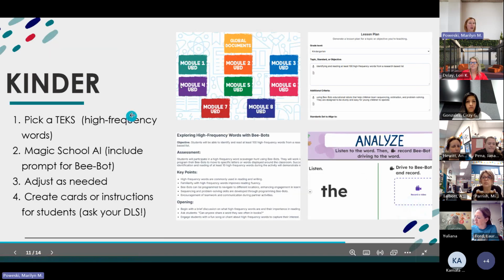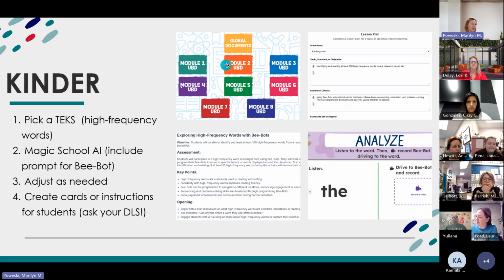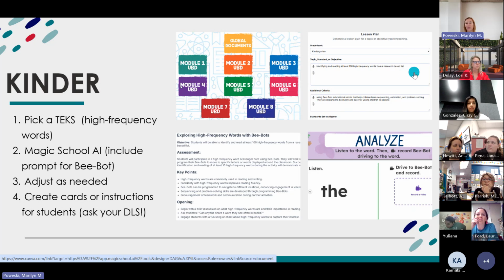I looked at kindergarten and I looked at my UBD and I said, okay, I'm going to go into Canvas. I'm going to start with my curriculum first. I went to my curriculum, I went to ELA, and I picked the TEKS, specifically the high frequency words. I was like, okay, I think that I can do something with identifying and reading at least 100 high frequency words from a research-based list. Excellent. This is something that all kids need repetition and practice with. How do I take that to the next step?